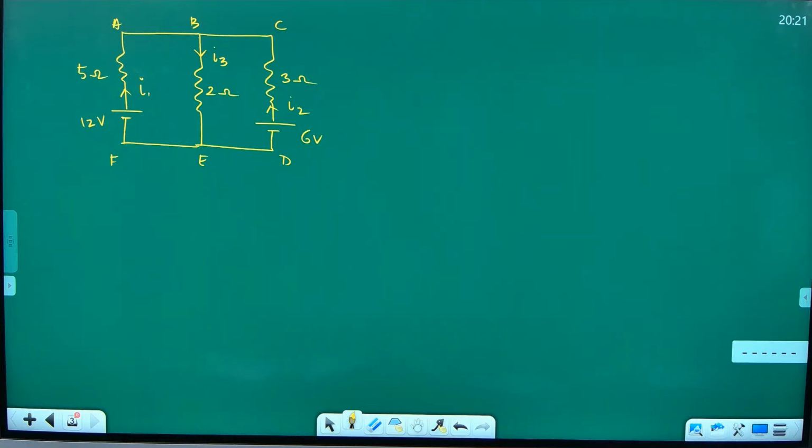Again, you have taken B, C, D. This will be minus 3I2. Are you getting it? Because current is coming like this, you are moving in the opposite direction. Check your convention. Some mistake is there. Show me. Right or wrong is secondary.